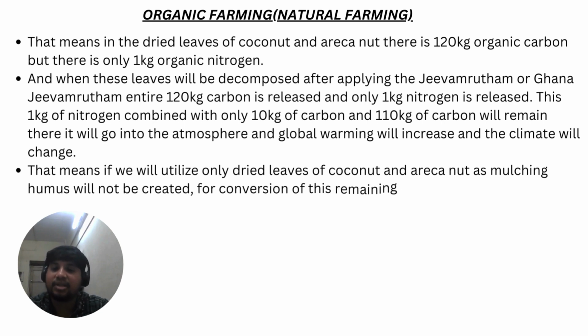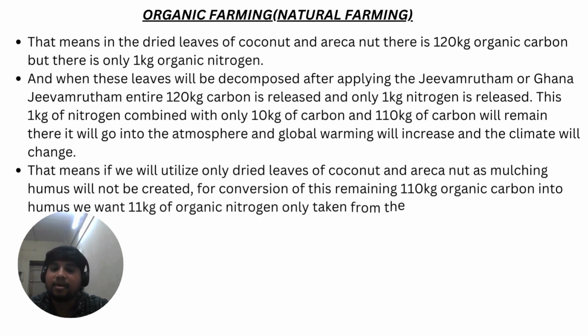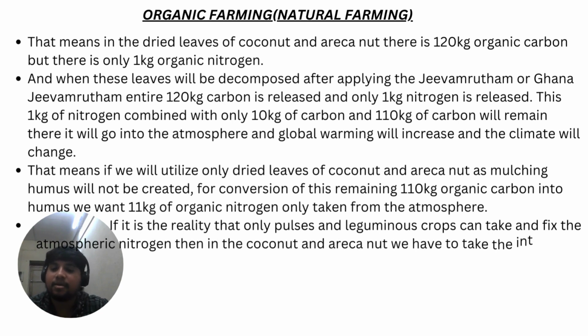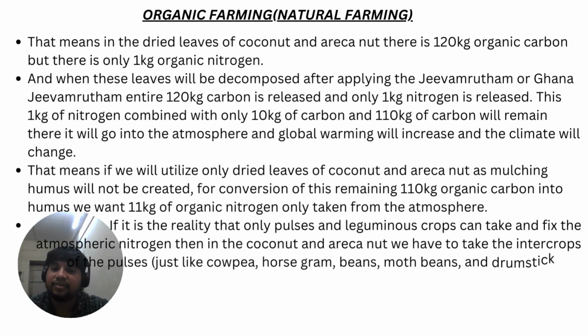That means if we utilize only dried leaves of coconut and areca nut as mulching, humus will not be created. For conversion of this remaining 110 kg of organic carbon into humus, we need 11 kg of organic nitrogen taken from the atmosphere. If it is the reality that only pulses and leguminous crops can take and fix atmospheric nitrogen, then in coconut and areca nut we have to take intercrops of pulses such as cowpea, horsegram, beans, moth beans, and also drumsticks and gliricidia.